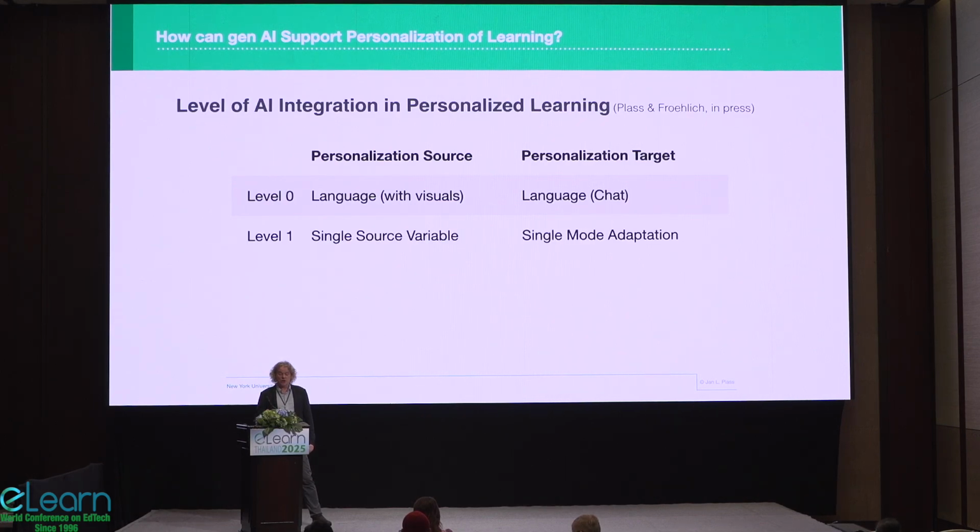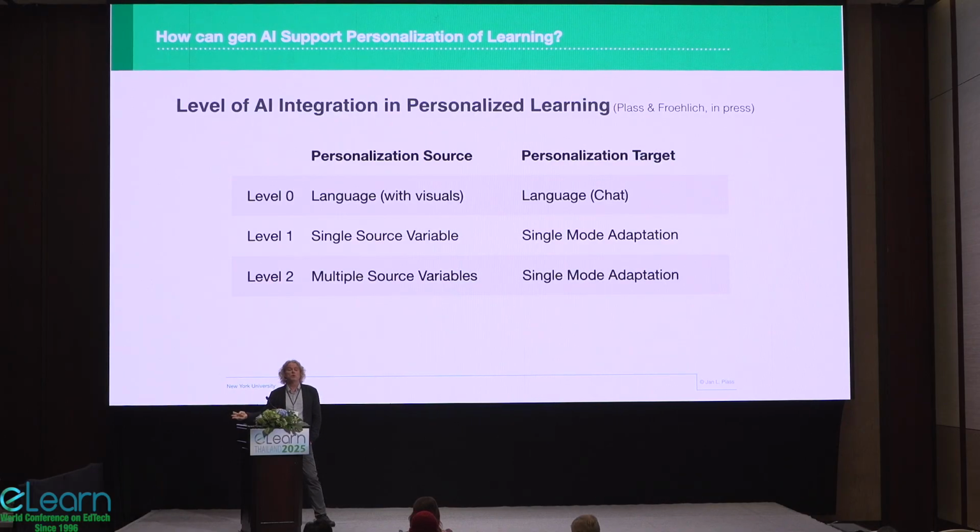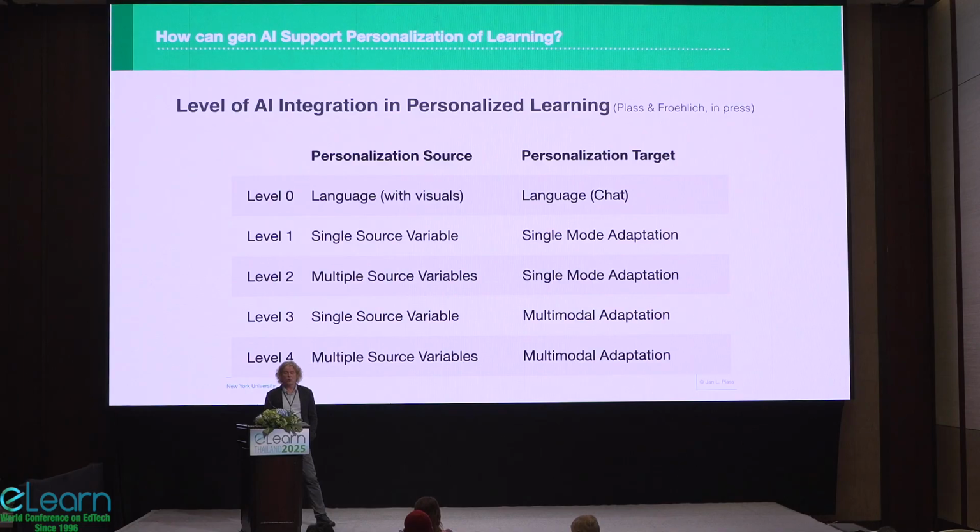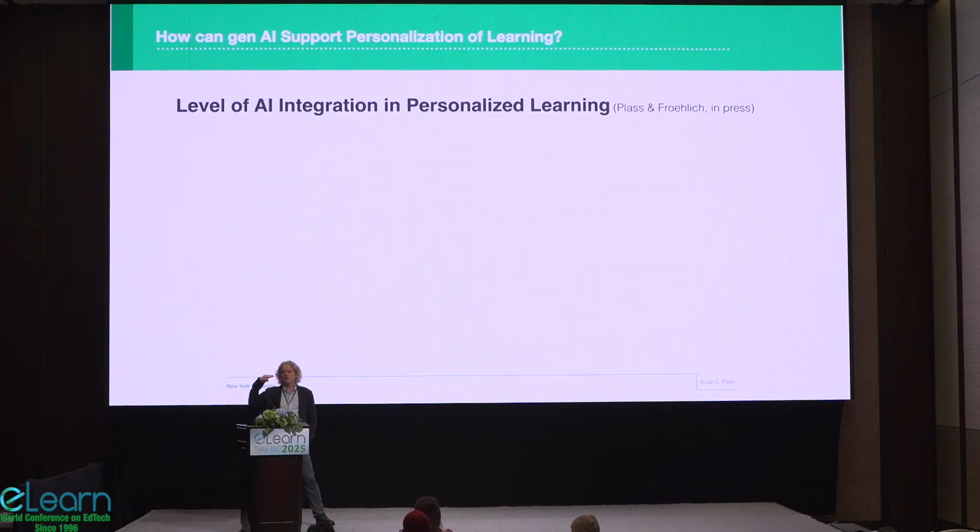But now we can start measuring the personalization source. I measure one source variable and I get a single mode adaptation. So I measure a variable and maybe the interaction changes, or maybe the visualization changes. Or I have multiple source variables and I change one mode of adaptation. Or I have a single source variable with multimodal adaptation, or I have it all multimodal. To me, these are different levels of adaptation, of difficulty or complexity, of how we use AI to measure one or more variables, to make one or more changes in the system.